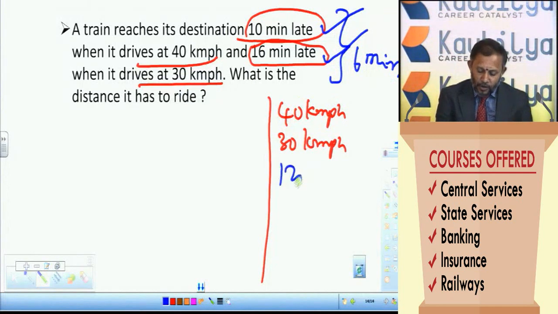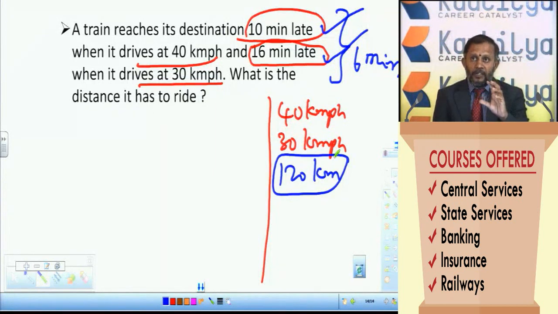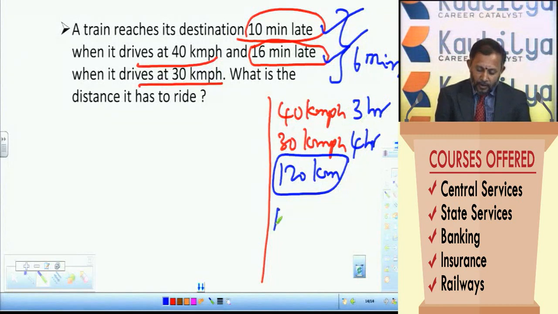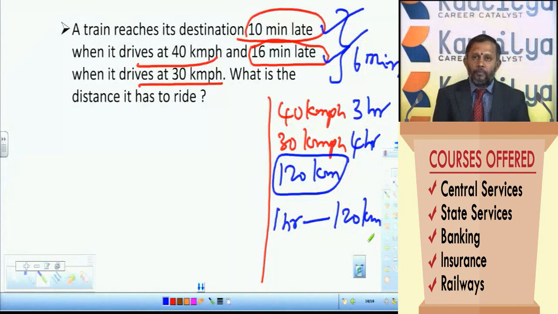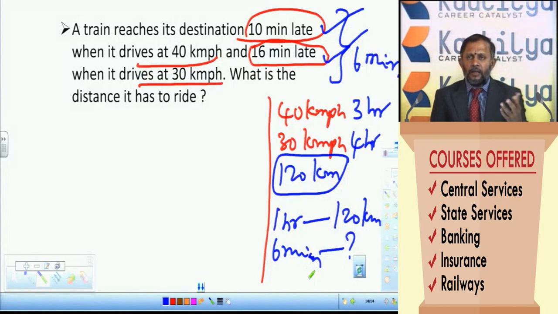Suppose you select 120 kilometers as the total distance, it requires 3 hours here and it requires 4 hours here. They differ by 1 hour, right? So if 1 hour is the difference, then the distance is 120 kilometers. If 6 minutes is the difference, what is the distance? So we can make a comparison directly by getting a command over the concept of LCM. We can select 120 kilometers as the distance.